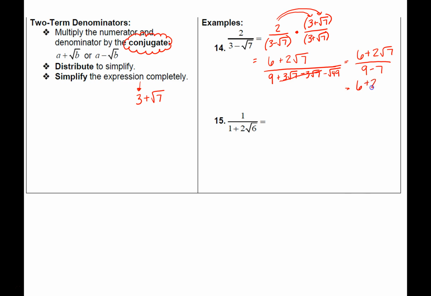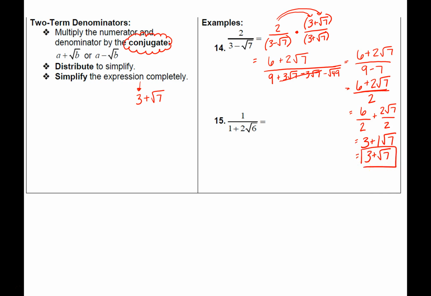All right, so let's finish that up. I've got 6 plus 2 square roots of 7 up top. 9 minus 7 is 2. Now I do have some fraction simplifying that I need to do here. If I split up this common denominator into two denominators, so the 6 goes over the denominator of 2, and the 2 square roots of 7 goes over the denominator of 2. You'll notice that you can do 6 divided by 2. That's 3. You can also do 2 divided by 2. That's 1. So my final answer then is 3 plus the square root of 7.